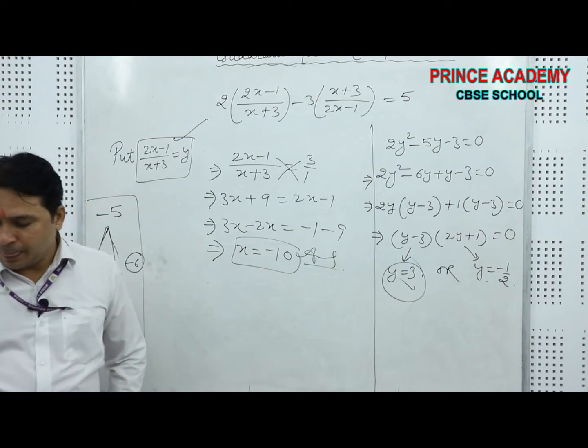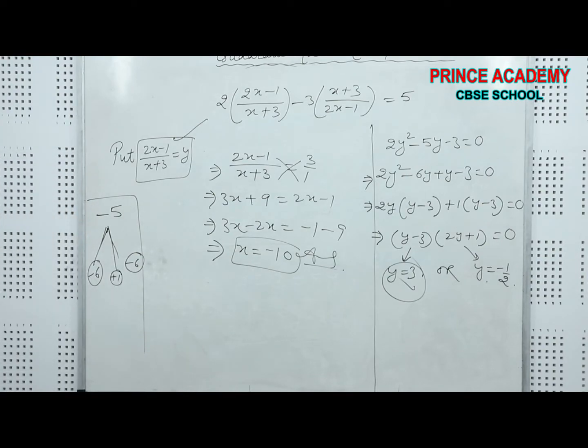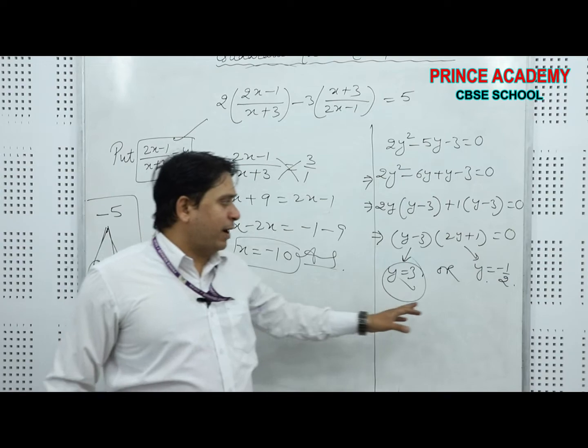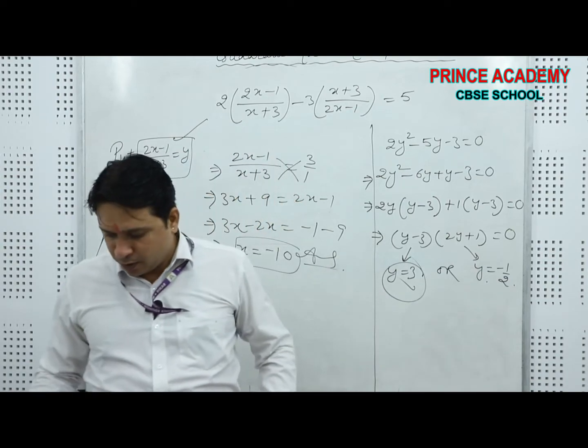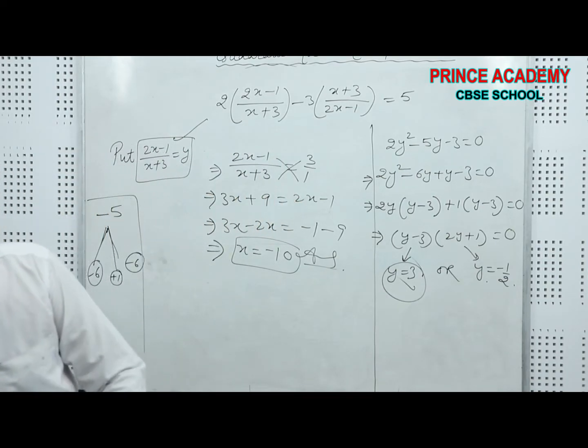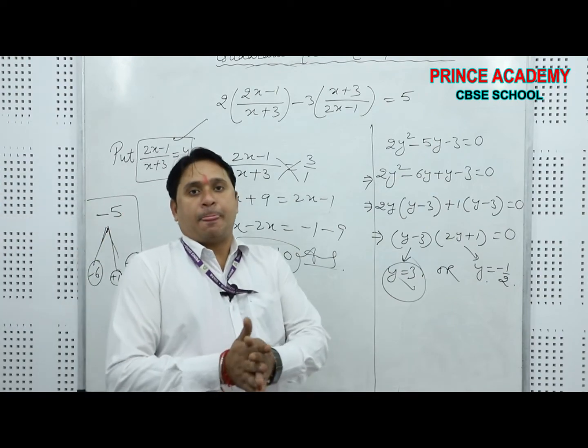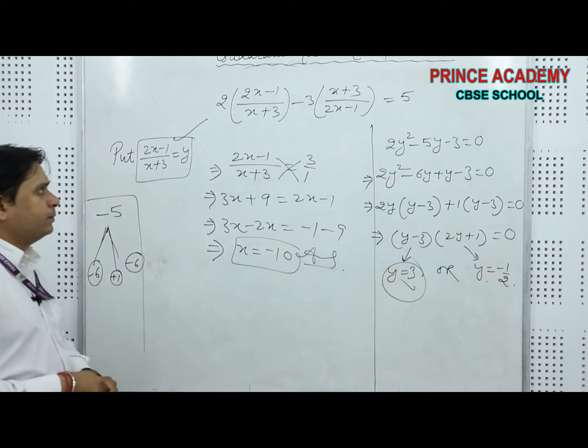Okay, done. Done beta. The second value of x you will find by yourself. Okay, done. Now see beta. First you take the screenshot.